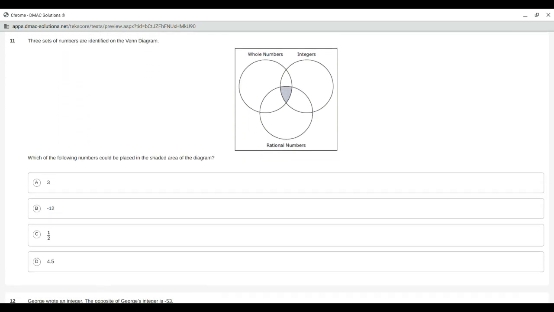Number 11. 3 sets of numbers are identified in the Venn diagram: whole numbers, integers, and rational numbers. Which of the following numbers could be placed in the shaded area of the diagram? A. 3, B. Negative 12, C. 1/2, D. 4.5.